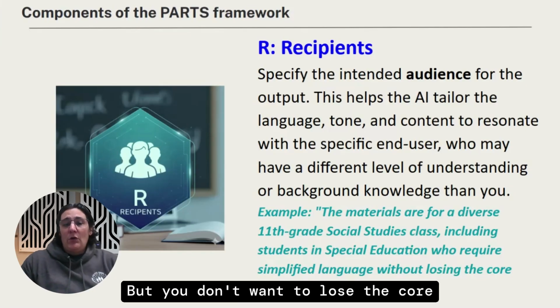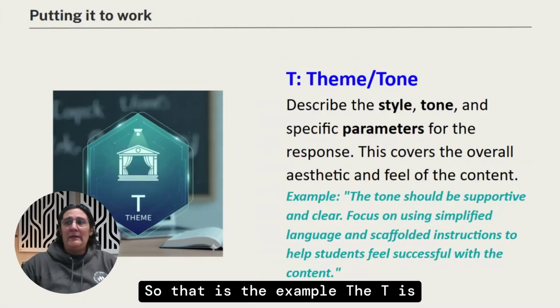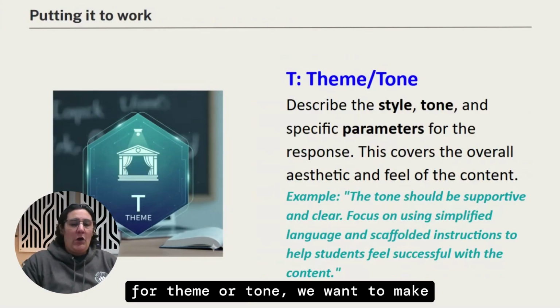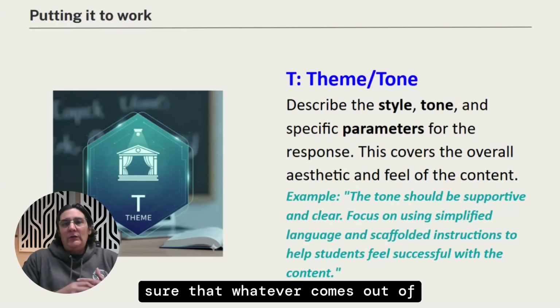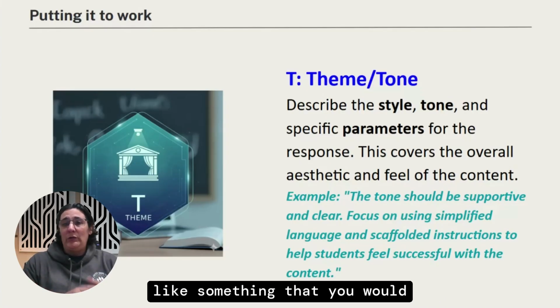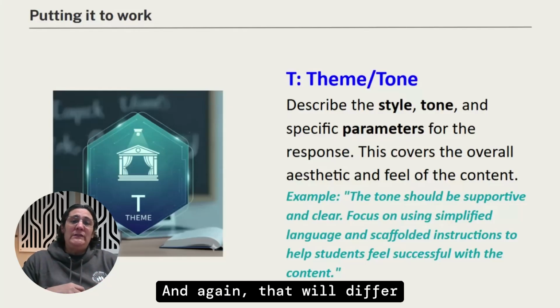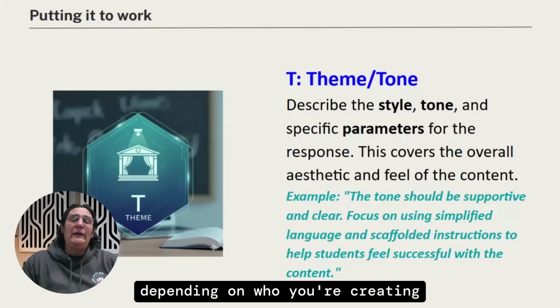But you don't want to lose the core content, right? So that is the example. The T is for theme or tone. We want to make sure that whatever comes out of this prompt sounds like you, sounds like something that you would create. What type of teacher are you? What type of communicator are you? And again, that will differ depending on who you're creating this for.